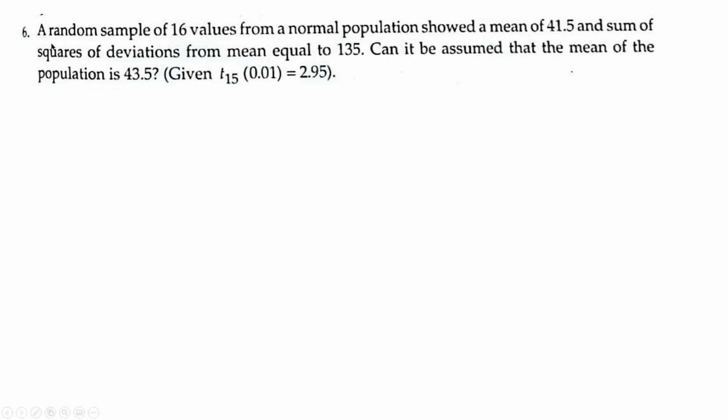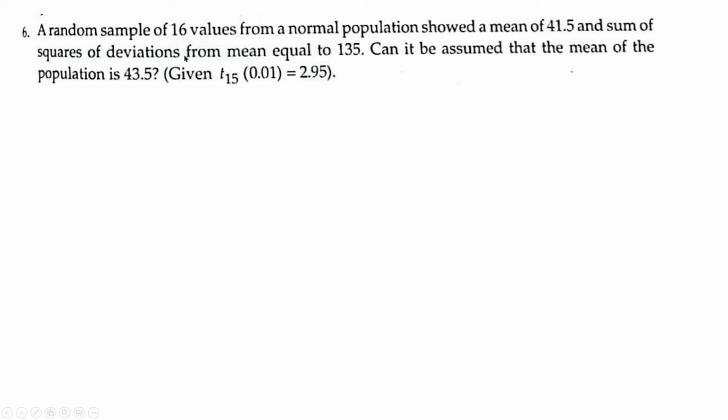Next question. A random sample of 16 values from a normal population showed a mean of 41.5 and sum of squares of deviations from mean equal to 135. Can it be assumed that the mean of the population is 43.5? Given the table value, critical value of T at 1% level of significance and 15 degrees of freedom is 2.95.